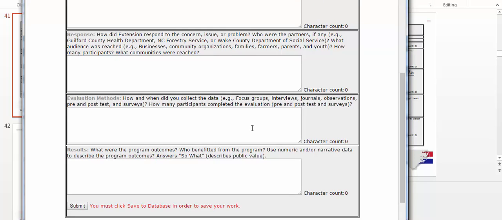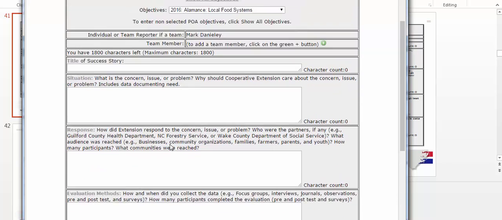Evaluation methods: how did you collect data? Did you use surveys, pre- or post-tests, focus groups, interviews, whatever? How many participants completed the evaluation and did the surveys? And then what are the results? What are the program outcomes? Who benefited from the program? Use numeric and/or narrative data to describe the program outcomes, and make sure you answer the so what. Describe a public value.